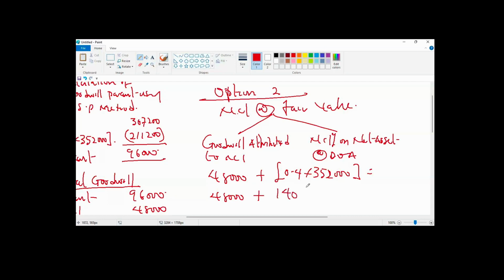I hope it's correct this one. 48,000 plus 140,800 is 188,800. That is the NCI at the date of acquisition. This is the value of NCI at the date of acquisition that I will now add to the cost of investment for the goodwill calculation.